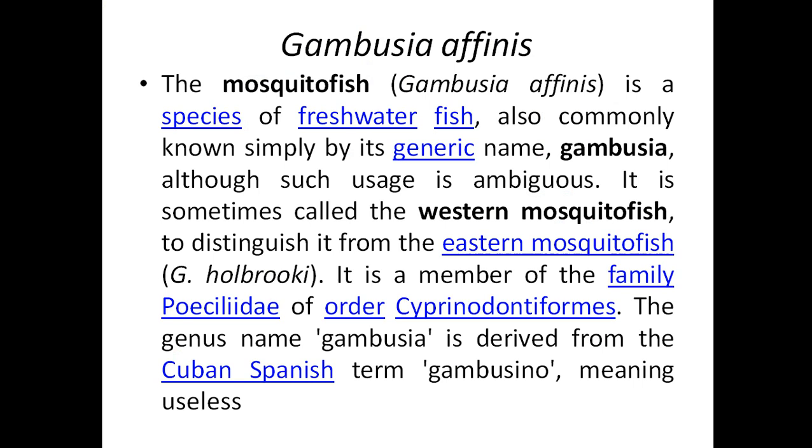Then the next interesting fish is Gambusia affinis. Probably one of the well-talked fish. Though it has no food value, this fish is found everywhere, either introduced or natural. And this Gambusia affinis is popularly known as mosquito fish.